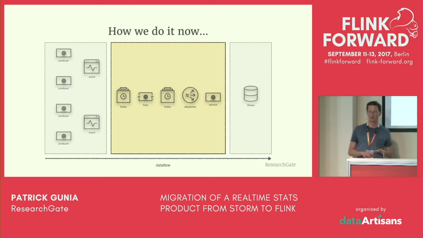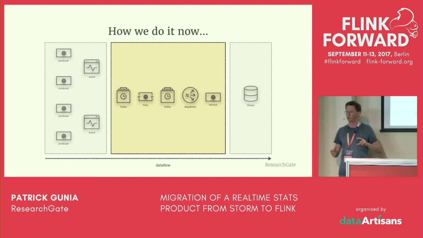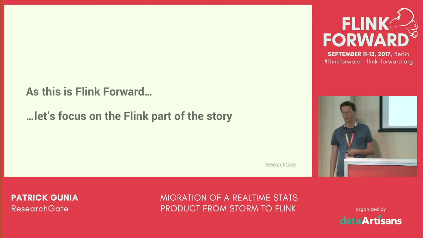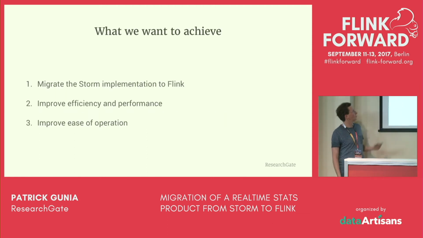This is actually a pattern that we use at ResearchGate, where we output results from streaming jobs and streaming applications to Kafka, for example, to get better control about the write load that we put on our database output systems. But as this is Flink Forward, let's focus on the Flink part of this, right? So what do we want to achieve with that? What are the goals of our migration here?